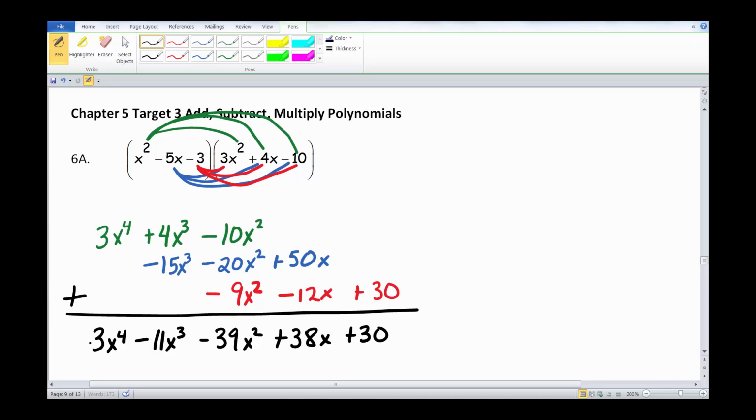Distribute this entire item, we would end up with the following. Again, that is our Chapter 5, Target 3, Problem 6a.